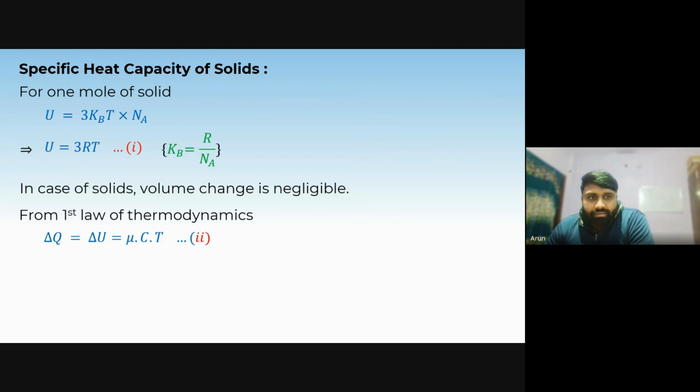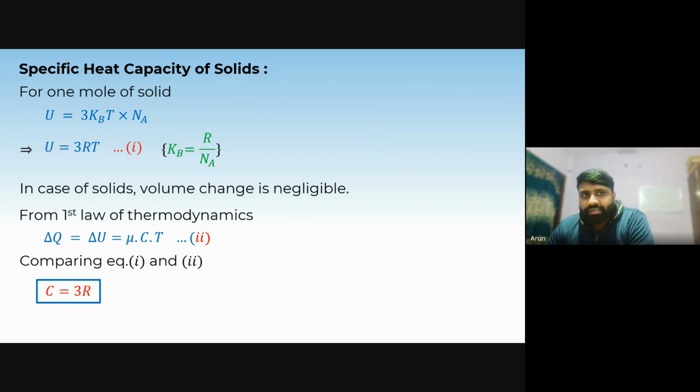So R, what is the CV you have? It is 3R. Okay, and here we will not take the CP and CV. It is only C.